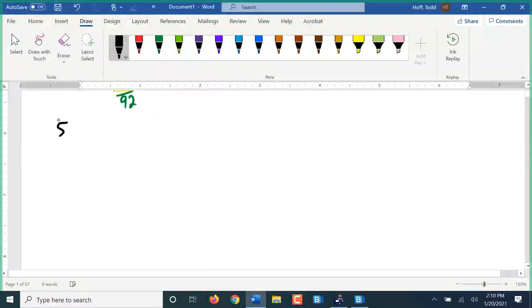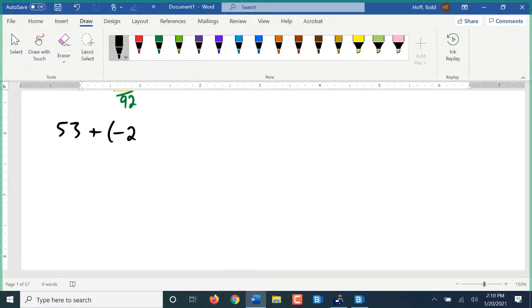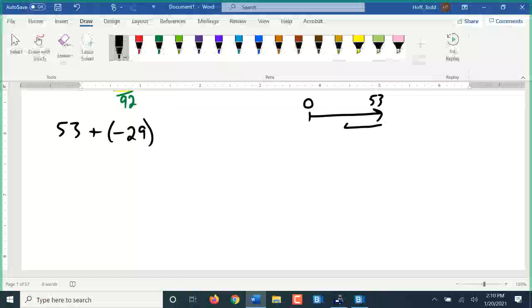I have 53 plus a negative 29. Here's 0. 53 is positive, so it goes in that direction. Negative 29 is negative, so it goes the opposite direction. Is it shorter or longer? Shorter. It is shorter, so it stops before it gets back to 0. That tells us my answer here is positive, because I ended on the positive side of 0.